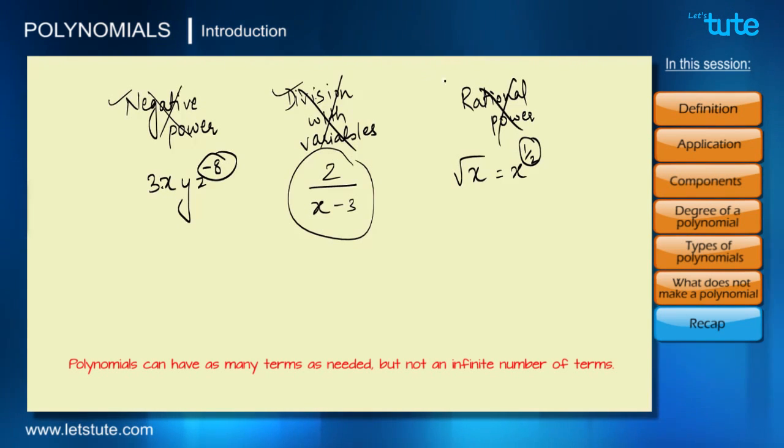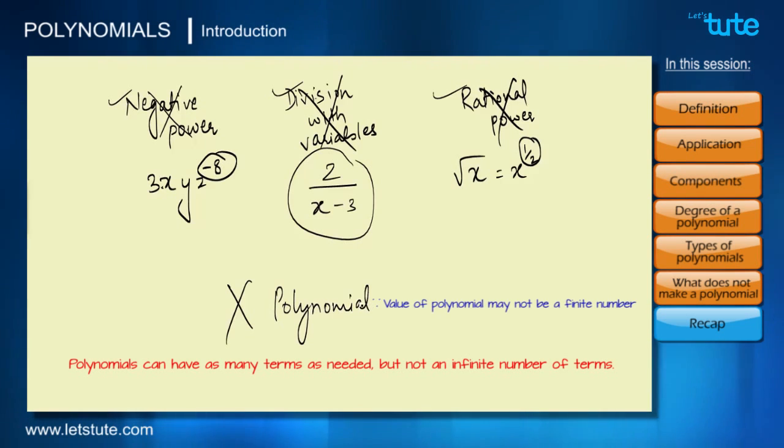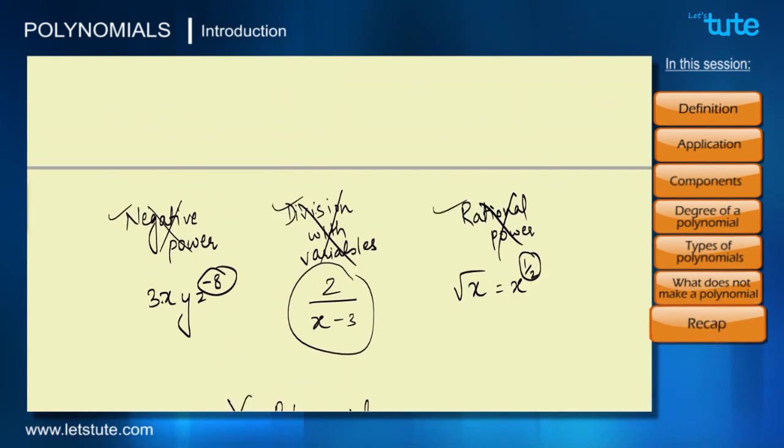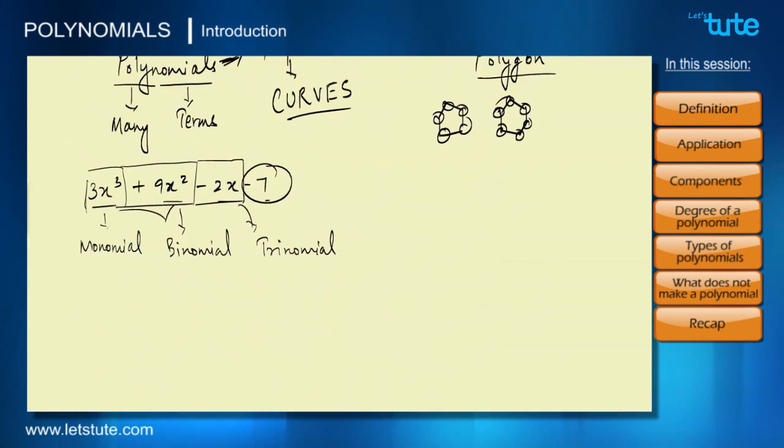So these are the features in a term that does not make a polynomial. As soon as we see these features in a term, we will know that it will not make a polynomial. Now let us go back and look at what all we studied today.